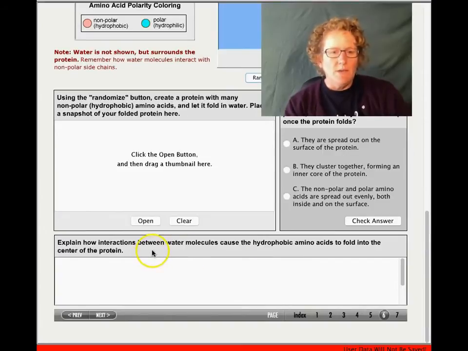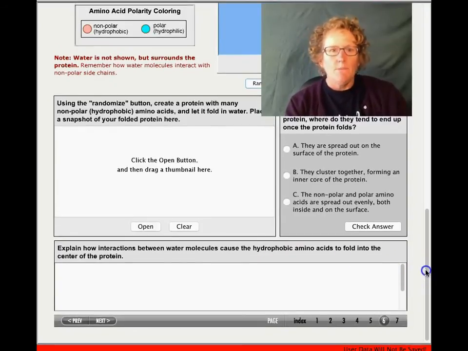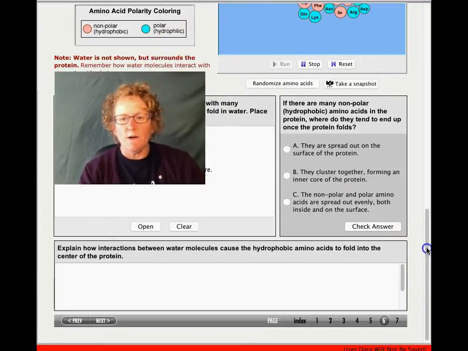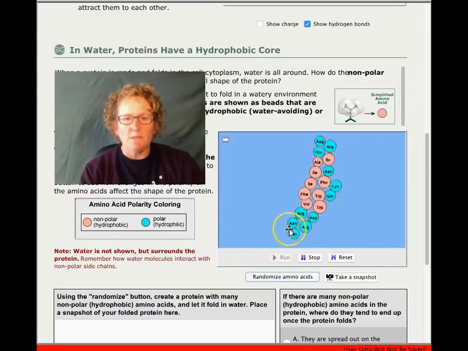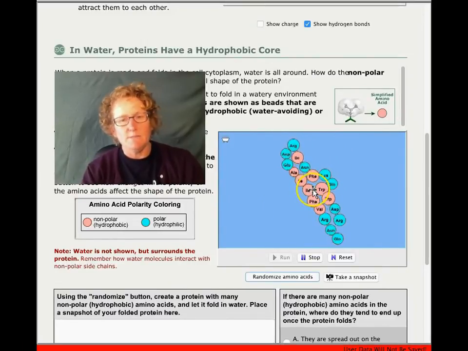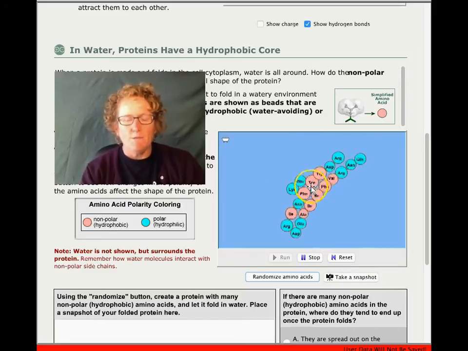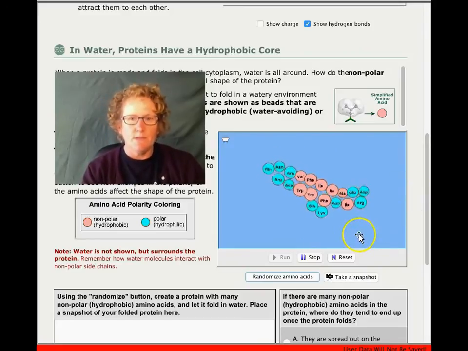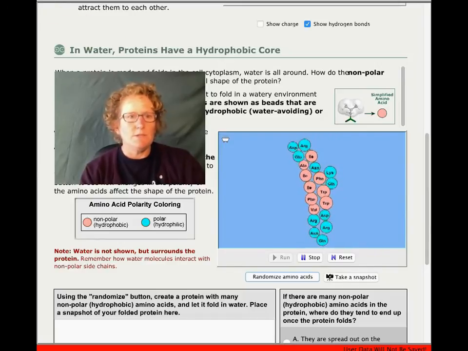So explain how the interactions between water molecules cause the hydrophobic amino acids to fold into the center of the protein. Well, basically, the polar or hydrophilic or water-loving amino acids want to hang out with water and make some hydrogen bonds. Everybody else doesn't. They'd rather hang out with each other. The hydrophobic amino acids like to hang out with other hydrophobic amino acids. So there's your thought for question 6.